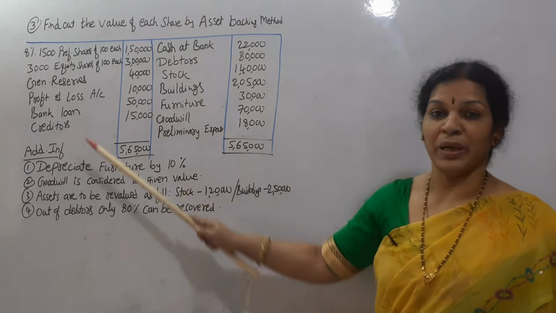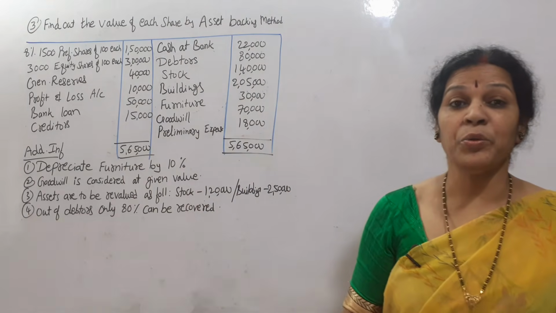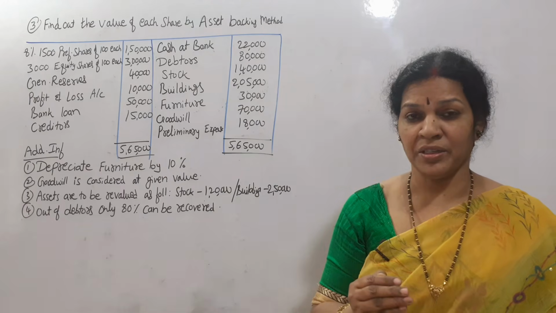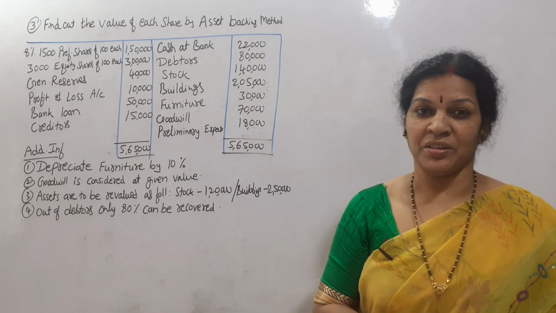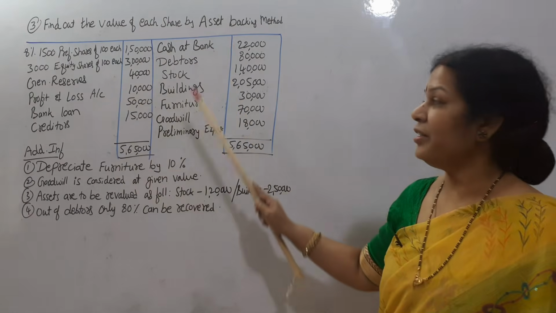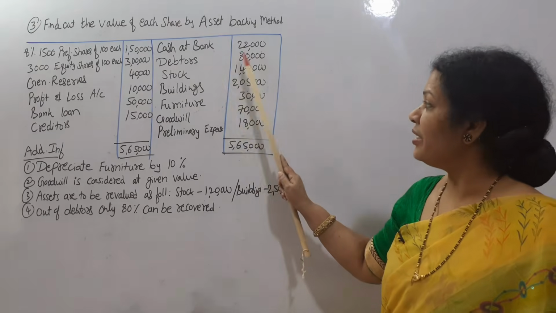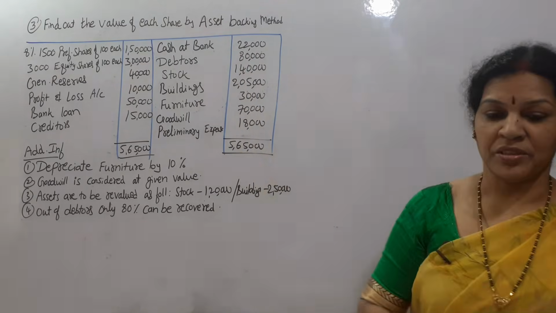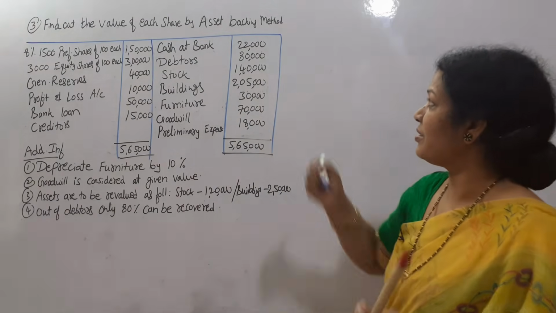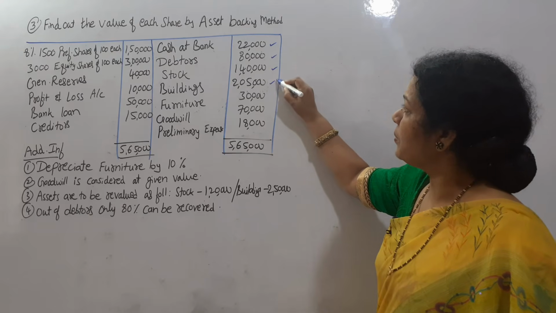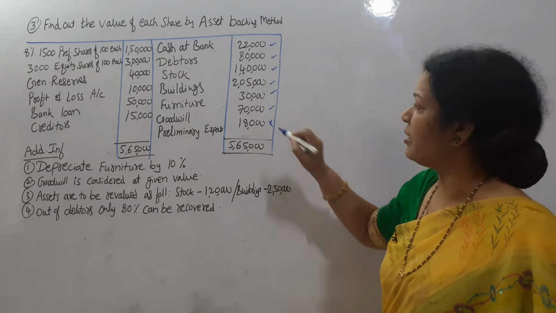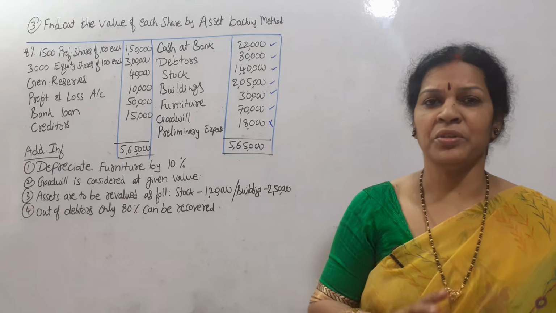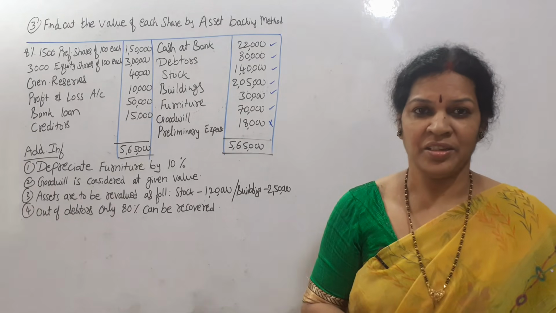Now what is given to us? A balance sheet. From the balance sheet you have to identify what assets we are going to take and what liabilities we are going to take to get the net assets. Here on the asset side: cash at bank, debtors, stock, buildings, furniture, goodwill and preliminary expenses. We are going to consider all of these, 1, 2, 3, 4, 5, 6, except preliminary expenses. We did one more problem on this; preliminary expenses we are not going to consider as assets, isn't it?